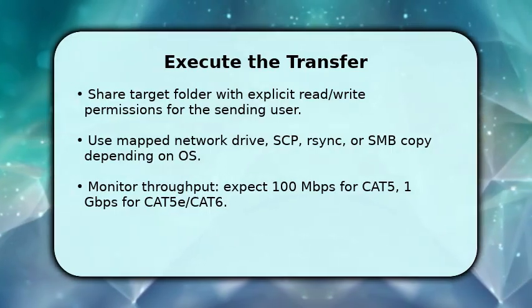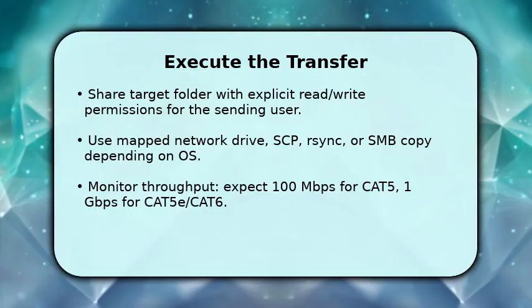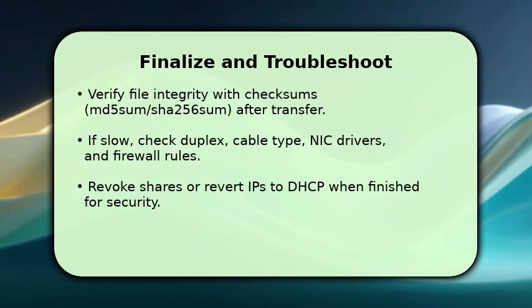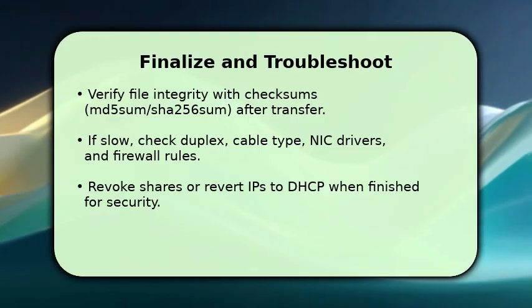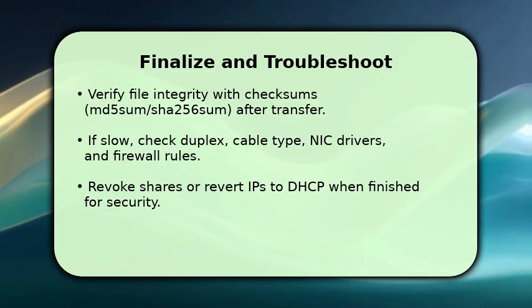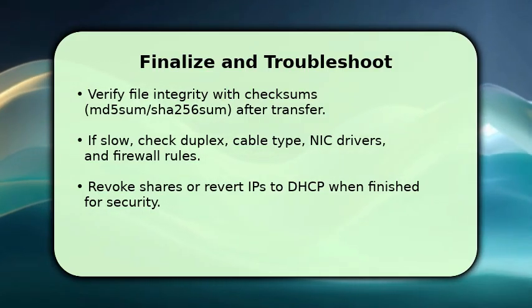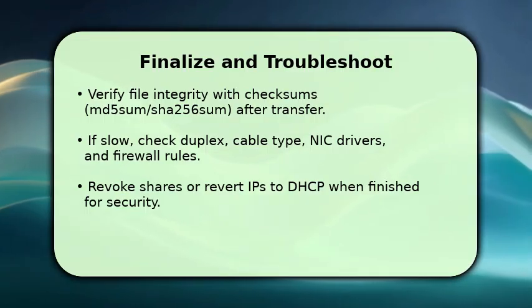Finish by verifying integrity. Run checksums like md5sum or sha256sum on both sides, because a completed copy isn't trusted unless hashes match. Once done, revert any temporary network changes. Return to DHCP if that was original, and remove open shares to reduce attack surface.